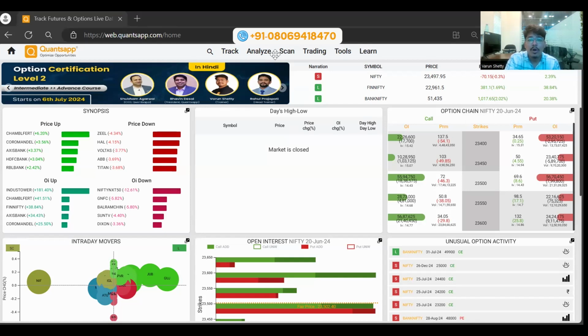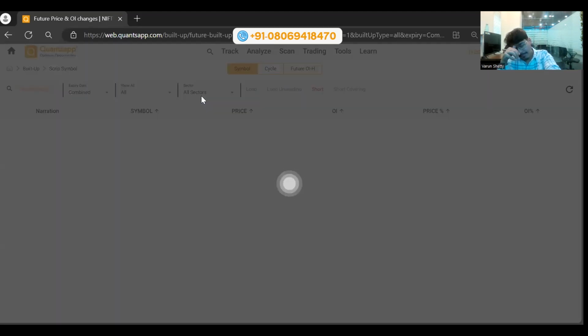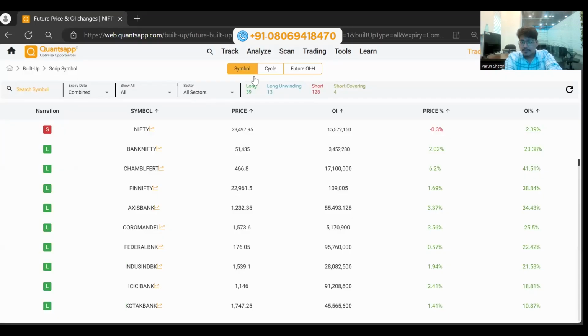I am on web.quantsapp.com since I'm on desktop, but you can open the same app on your Android as well as iOS devices because we have a mobile platform available on the App Store. Now let's go to the tool named built up. We are trying to identify sectoral built up, not normal built up. So I'll help you guys with the normal built up first. You can just search for built up and you will find the built up script symbol. So we open that up, right? And I'll explain why. So let's add Nifty.